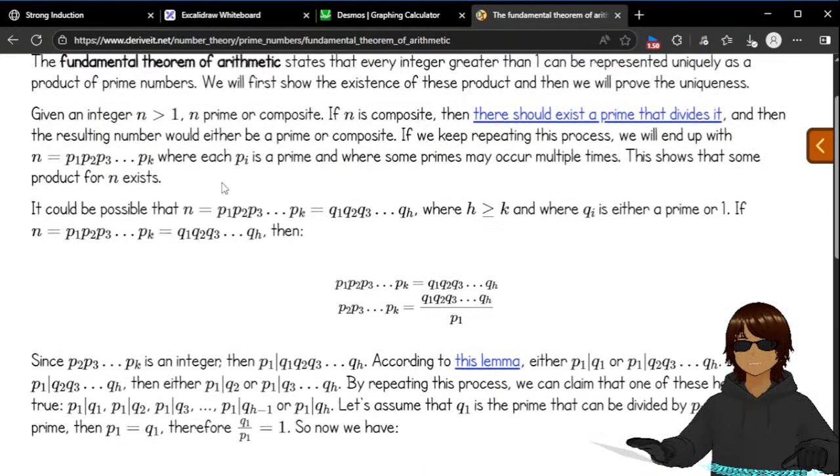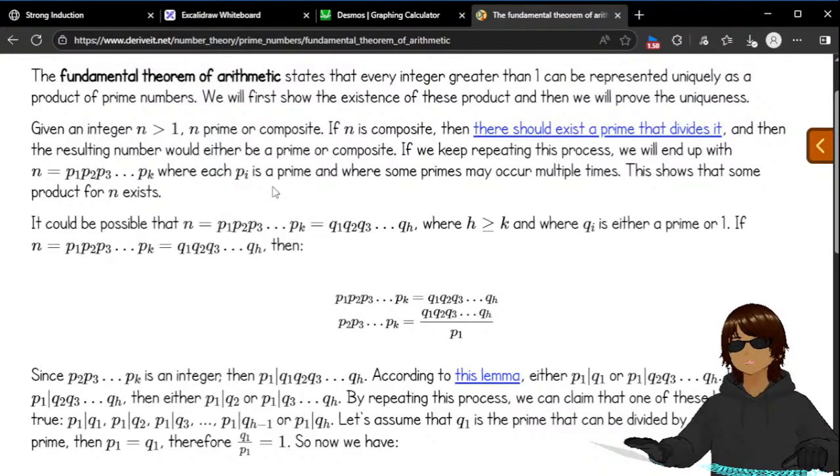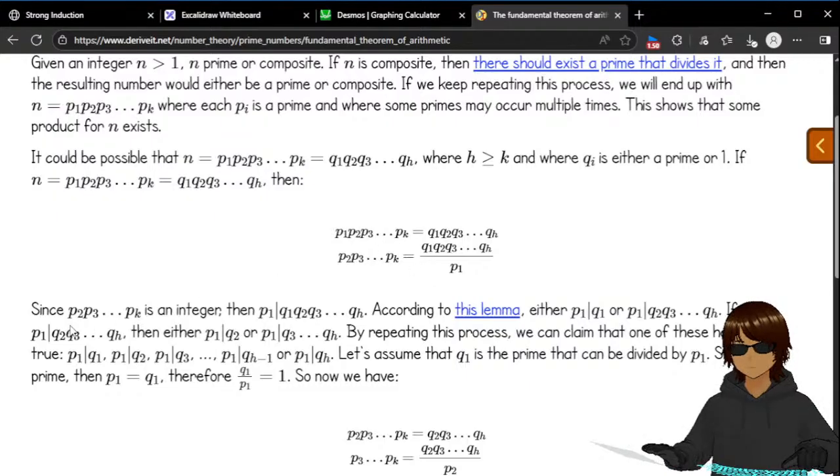It could be possible that n is equal to p1, p2, p3, all the way till pk, which is equal to q1, q2, q3, all the way till qh, where h is greater than or equal to k, and qi is either prime or 1. If n is equal to p1 all the way till pk, which is equal to q1 all the way till qh, this is proving uniqueness. Then we rearrange this. Since p2, p3, all the way till pk is an integer, then p1 divides this, right?